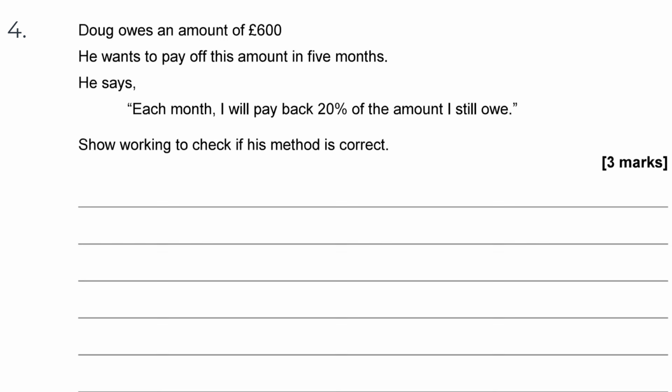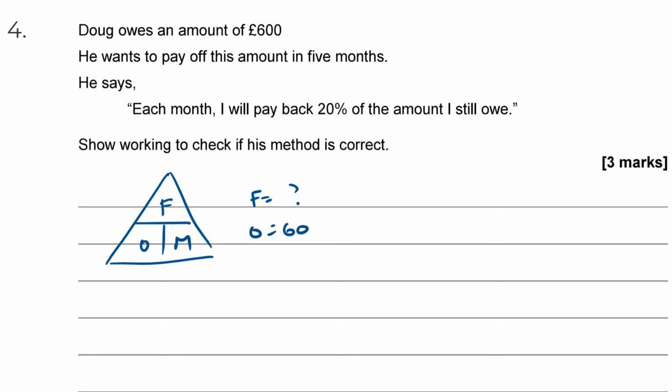I don't think this is going to work, Doug. If you're just paying back 20% of what you still owe, this is a kind of never-ending sum, isn't it? Basically, it's like compound interest, isn't it? So for percentages, you've got final, original, multiplier. The final is what we're trying to find here. The original is 600, and the multiplier, so if he's paying back 20%, then he's retaining 80% of the value, isn't he? So you're basically timesing through by 0.8 each time.